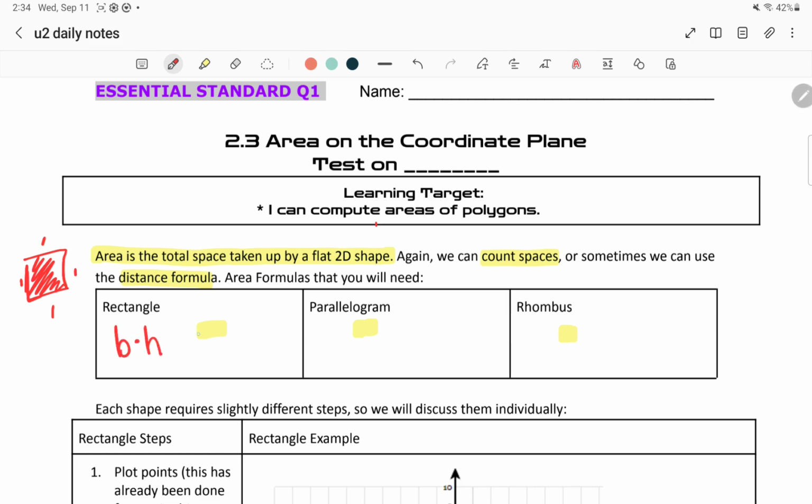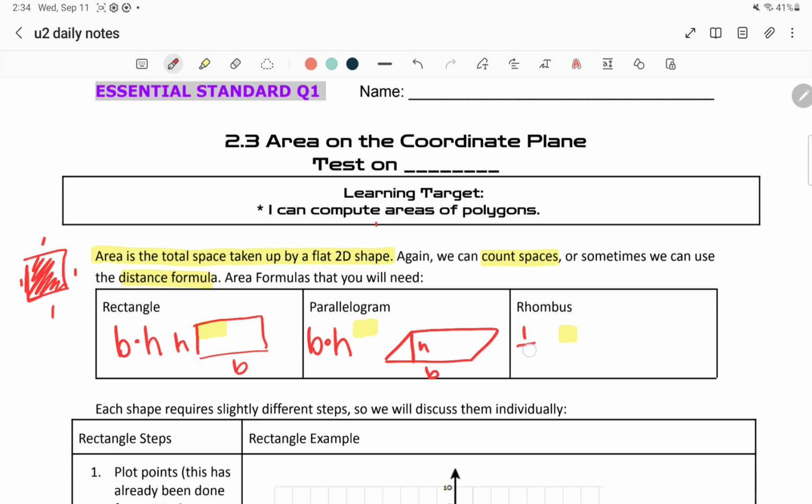So rectangle is base times height, where base is the bottom and height is how tall it is. Parallelogram is the same formula, base times height. However, a parallelogram is slanted. So when I say the height, I still mean how tall it is. I don't mean the slant. Not that. I want how tall it actually is. And base is still the bottom.